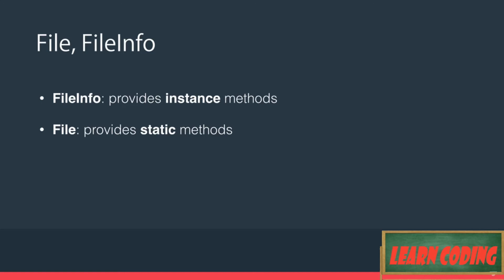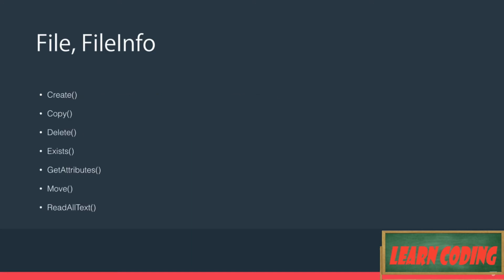But the problem with these static methods is every time you call them, some security checking is done by the operating system to make sure that the current user has access to the file. So if you're going to have a large number of operations, this is going to affect the performance of your application. So in that case, it's more efficient to create a FileInfo object and access all its instance methods. This way, security checking is done only once during creation of a FileInfo object.